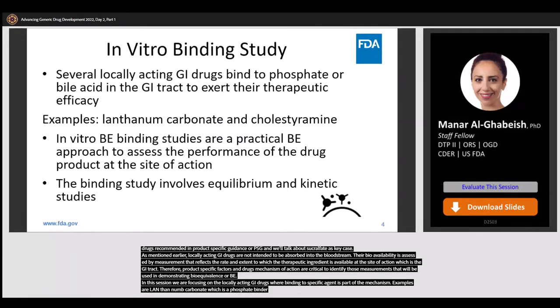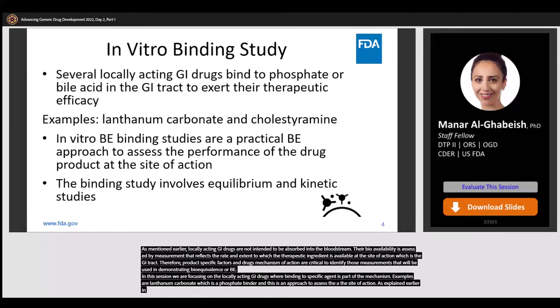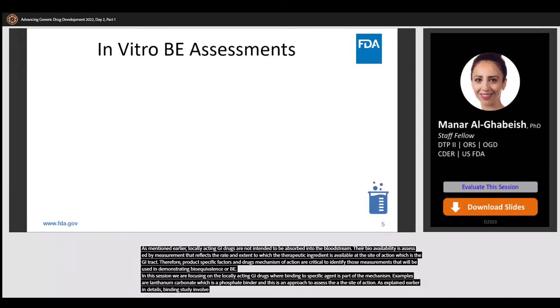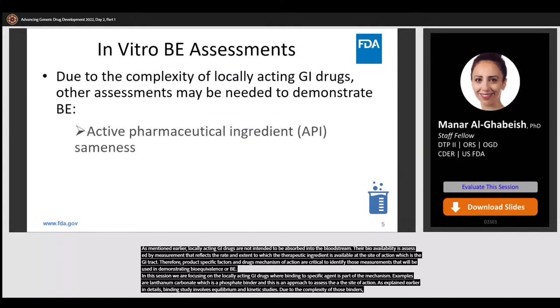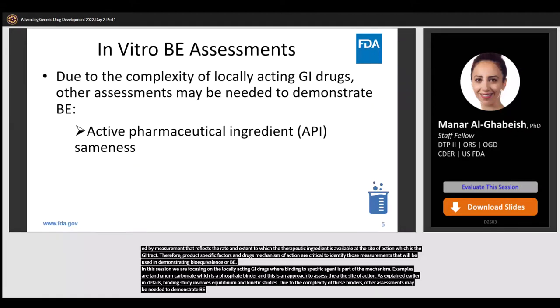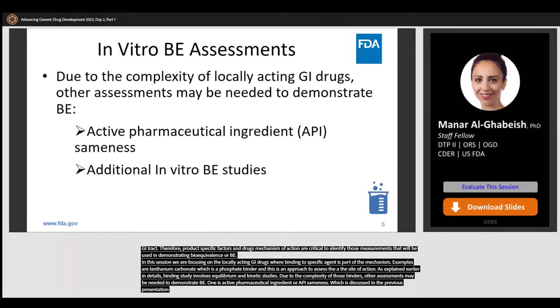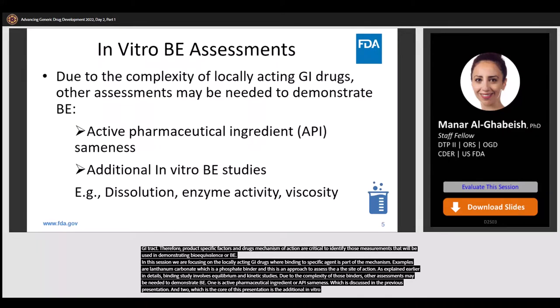As explained earlier in detail, binding study involves equilibria and kinetic studies. Due to the complexity of those binders, other assessments may be needed to demonstrate BE. One is active pharmaceutical ingredient, or API, sameness, which was discussed in the previous presentation. And two, which is the core of this presentation, is the additional in vitro BE studies. Examples are the dissolution, enzyme activity, and viscosity.